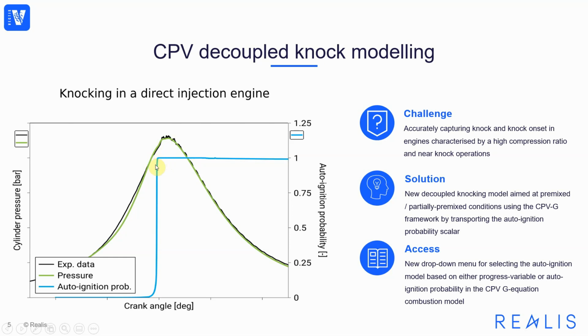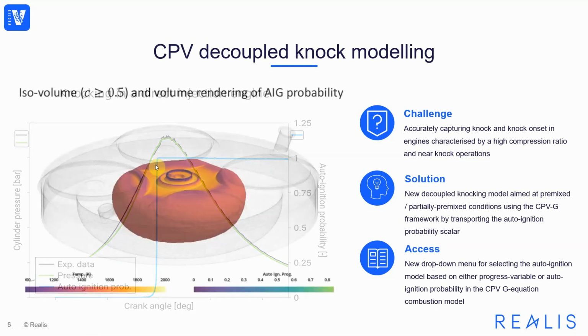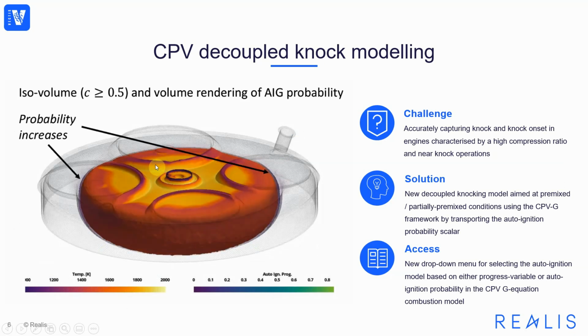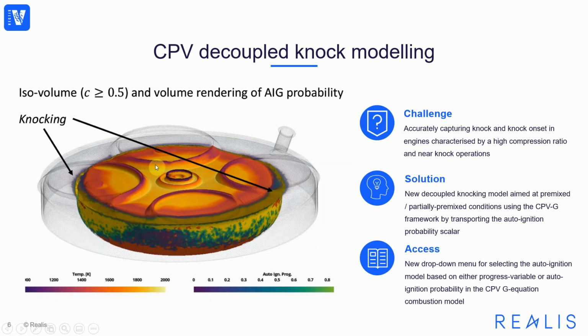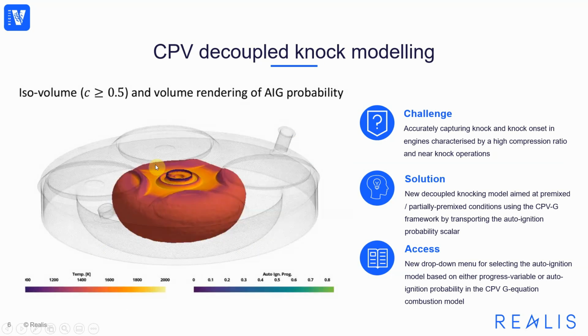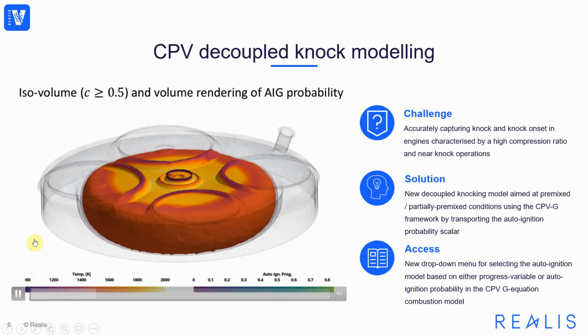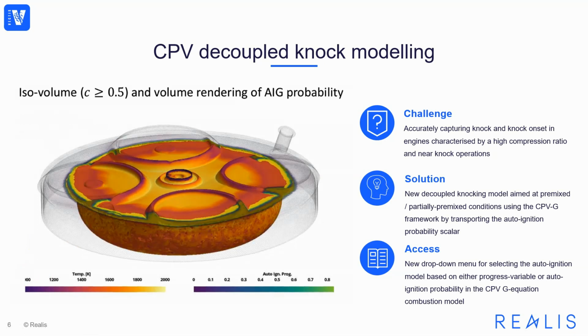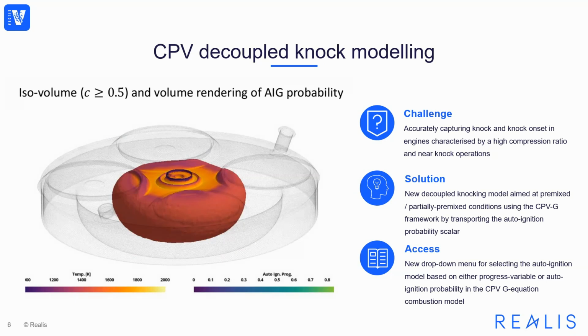The subsequent 3D visualization here shows the isovolume of progress variable larger than 0.5, meaning the burnt gases, colored by temperature, along with a volume rendering of the autoignition probability. The volume rendering changes rapidly around the piston bowl lip to reach the threshold, at which point knock occurs. This new functionality is simply enabled in the CPVG equation combustion panel in the GUI by selecting the autoignition model type as ignition probability.